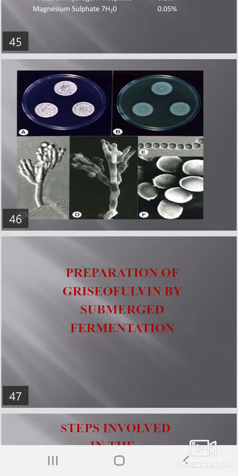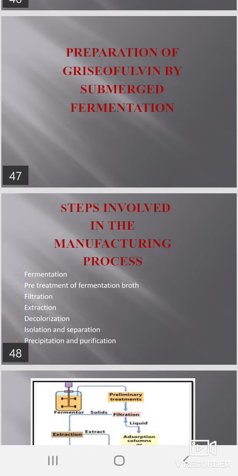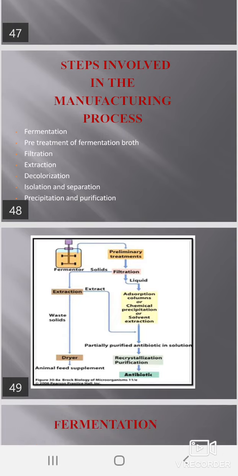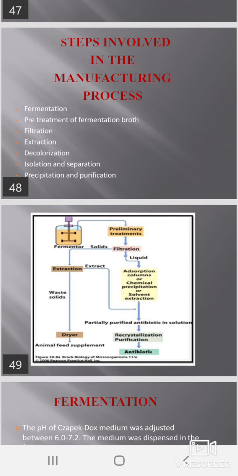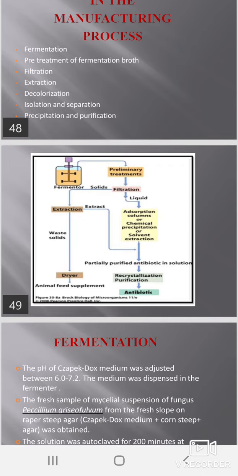Preparation of Griseofulvin by submerged fermentation. Steps involved in the manufacturing process: fermentation, pre-treatment of fermentation broth, filtration, extraction, decolorization, isolation and separation, precipitation and purification. You can see the fermentation process in the diagram.